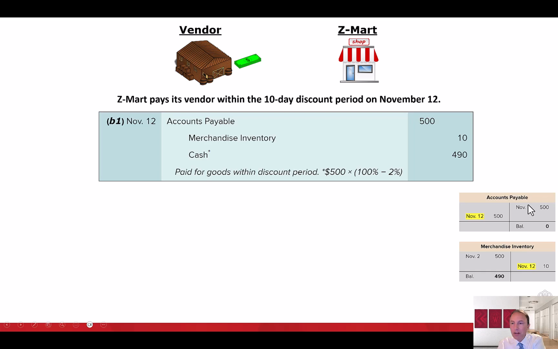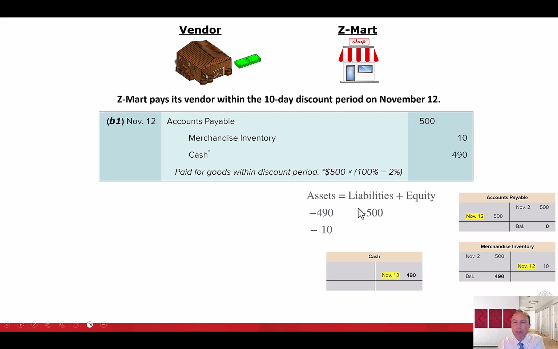So in these T accounts over here, our accounts payable, we owed $500. And even though we're not sending them a check for $500, we are satisfying our accounts payable. So that's why we have a debit to accounts payable, and it gets wiped out to zero. Merchandise inventory, really the final cost was $490, is what our inventory cost. So we have to credit inventory for $10. And then cash goes down with a credit of $490.